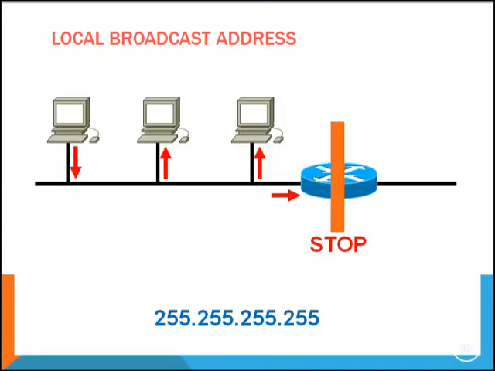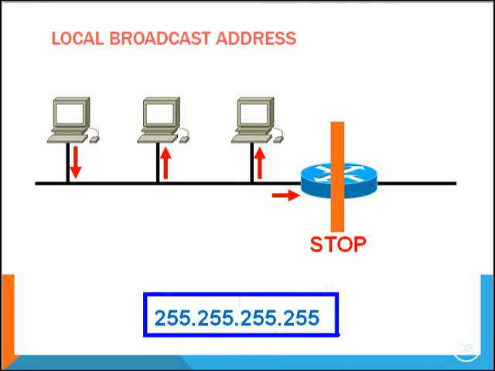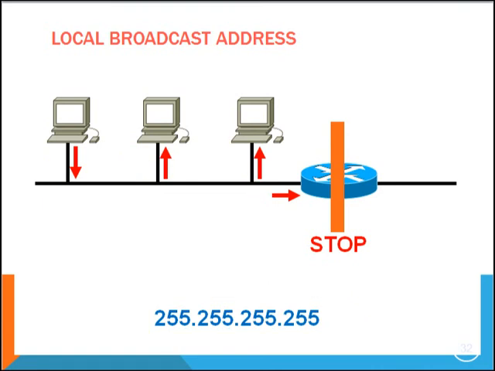So in this case, we have the special local broadcast address of 255.255.255.255. Whenever the router receives a message with this particular address, it will send the message to all the computers in its network so that all the computers will be able to receive the broadcast message.